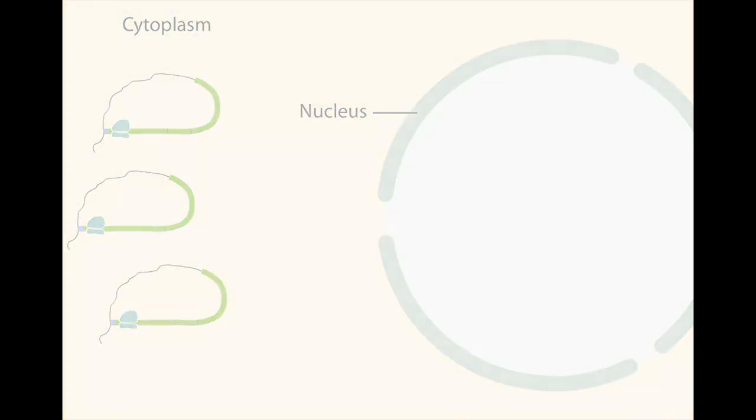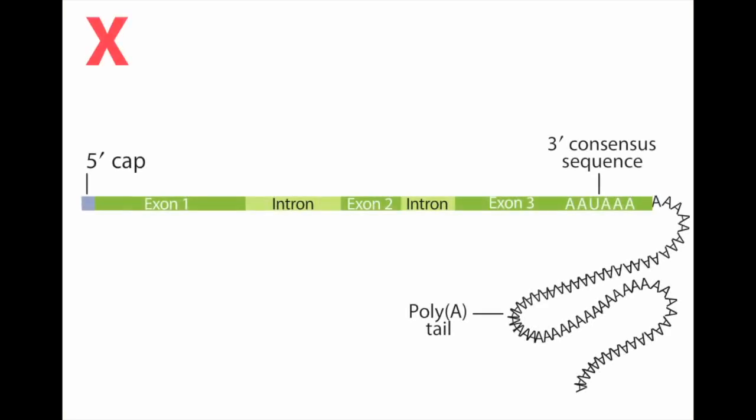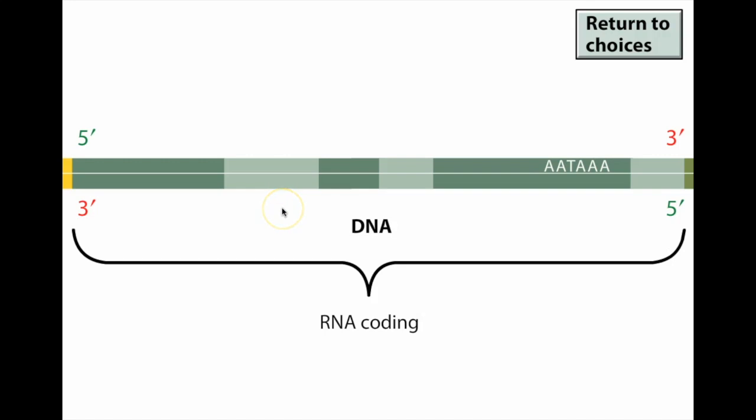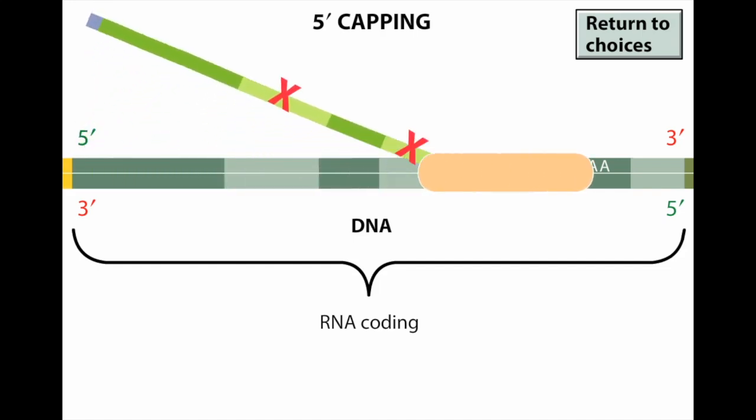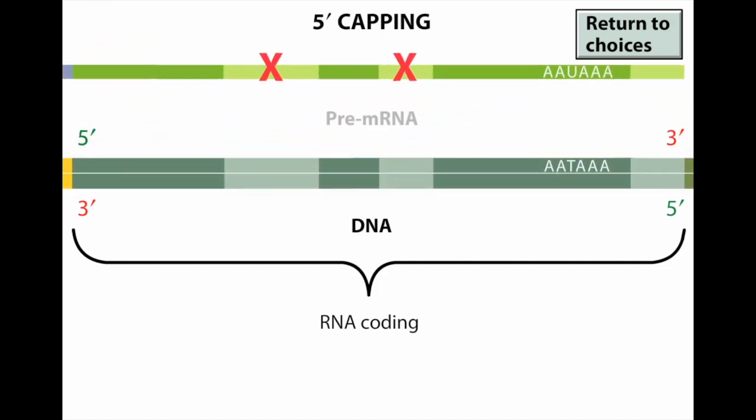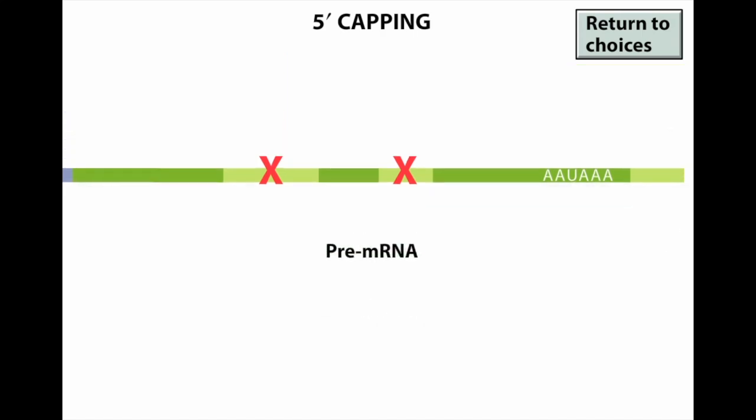What are the consequences of failed pre-mRNA processing? Drag and drop the X over the 5' cap, the introns, or the 3' consensus sequence if you would like to discover the result of incorrect capping, polyadenylation, or splicing. So let's look at incorrect splicing. If splicing fails, 5' capping and polyadenylation will still proceed normally.